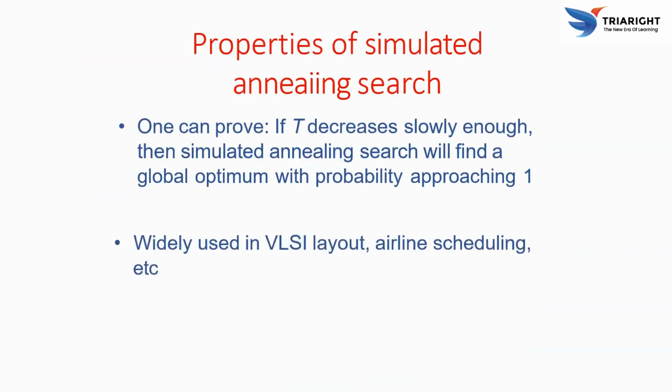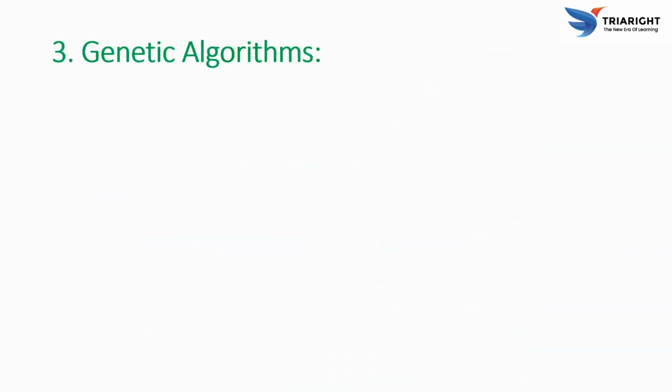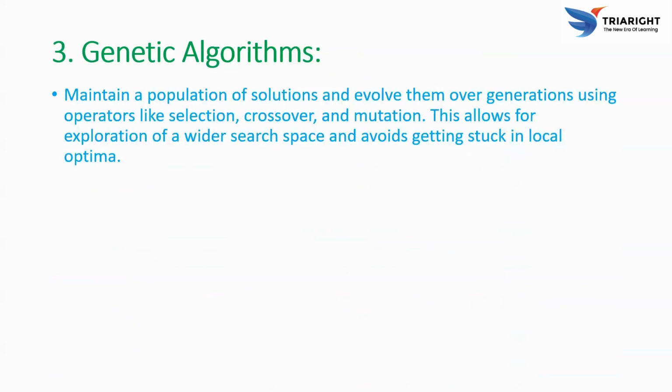So, as we have already discussed, we have the genetic algorithm. In a genetic algorithm, we maintain a population of solutions and evolve them over generations using operations like selection, crossover, and mutation. This allows for the exploration of a wider search space and avoids getting stuck in local optima.